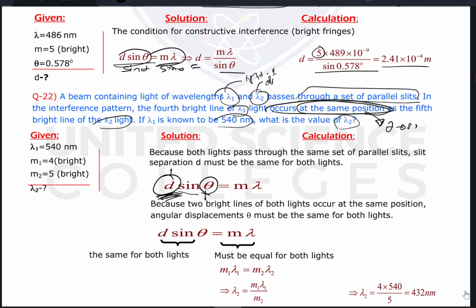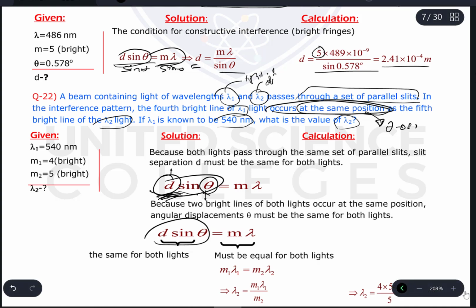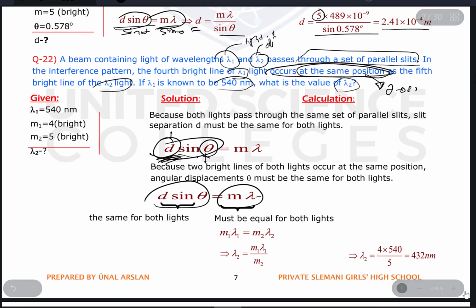Then for both lights, for lambda 1 and lambda 2, the left side is the same. If the left side of the equation is the same for both wavelengths, the right side of the equation must also be the same for both wavelengths. So m lambda is going to be the same for both. Then I will write m lambda for both lights. For light 1, m1 times lambda 1. For light 2, m2 times lambda 2. Because lambda 1 is given and lambda 2 is the question, I am going to divide both sides by m2, and m2 will simplify. Lambda 2 is going to be m1 lambda 1 divided by m2.